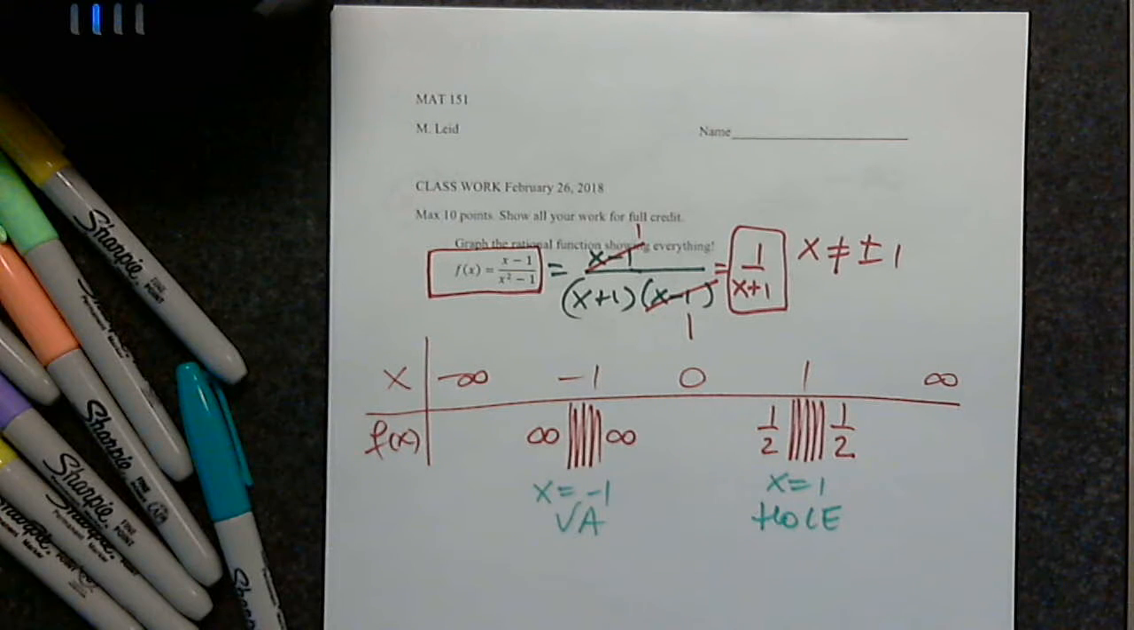I cannot plug in 1 here. It's undefined. Not even. It's 0 over 0 actually, which is even worse. It's an indeterminate case, and there are 7 indeterminate cases. You'll see that in Calc 1. But here I have to plug it in, and that's how I get the 1/2 on both sides.